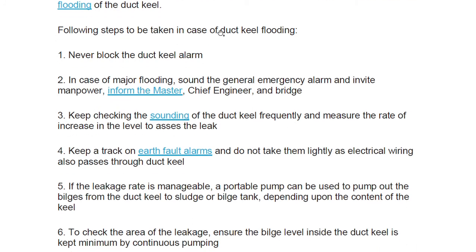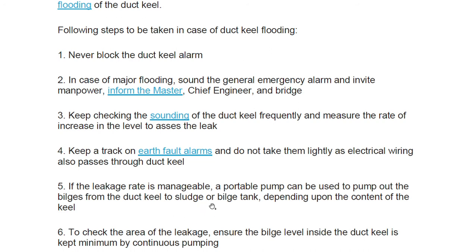Following are the steps to be taken in case of duct keel flooding. So if there is a flooding, these are the steps that are supposed to be taken. Never block the duct keel alarm. In case of major flooding, sound the general emergency alarm, call manpower, and inform the master and chief engineer. Keep checking the sounding of the duct keel frequently and measure the rate of increase in the level to assess the leak. Keep track of earth fault alarms and do not take them lightly, as electrical wiring also passes through the duct keel.